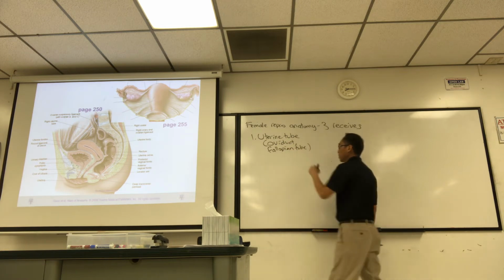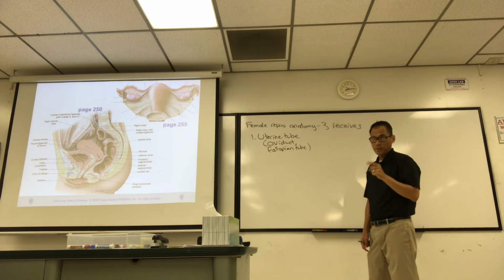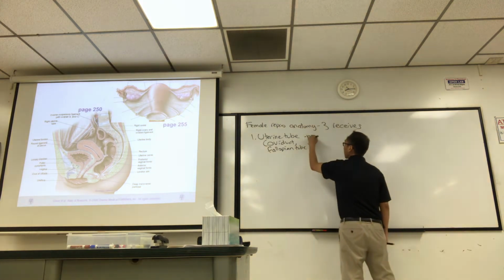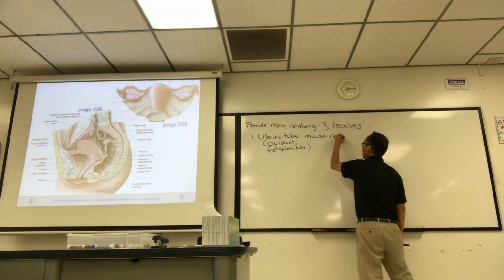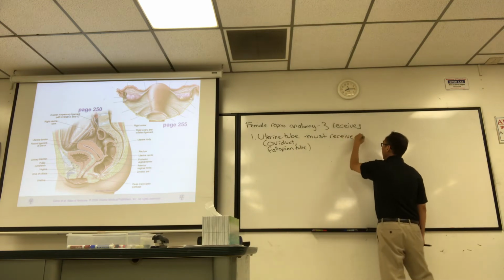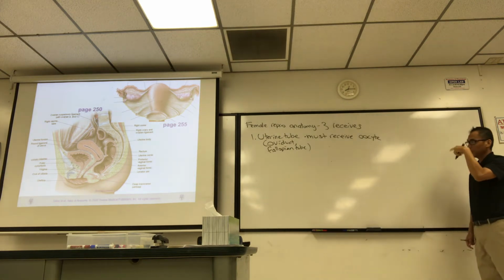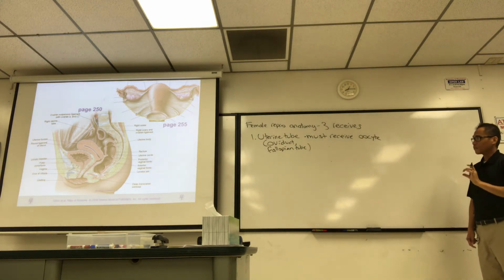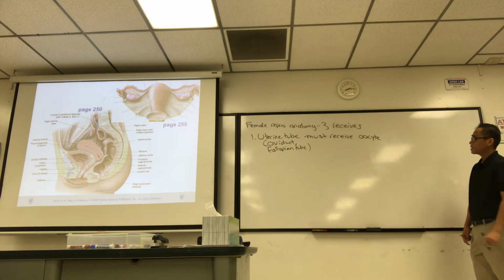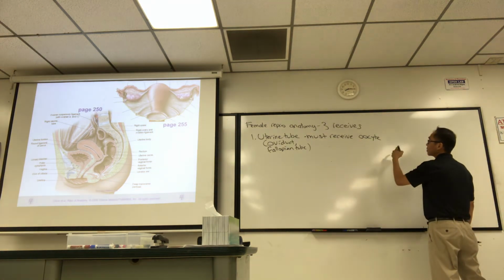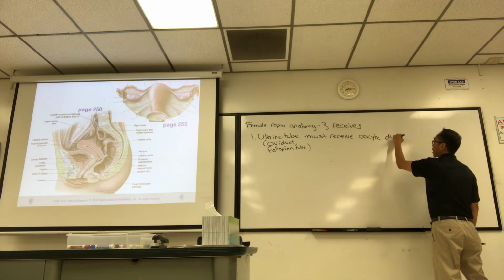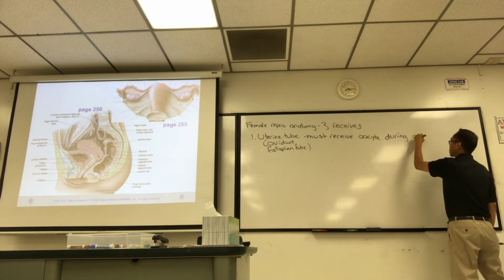Most commonly books now are calling it uterine tube. It must receive the oocyte. That's the egg. That term is still used, but it's more of a lay term. The proper name for the cell that is to be fertilized by the sperm is oocyte. And that must be received during ovulation.